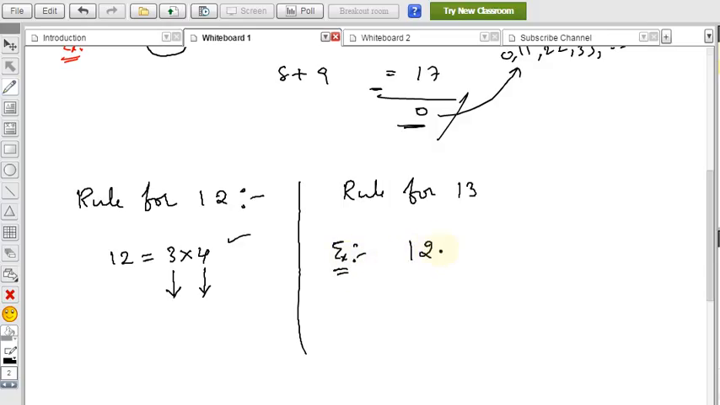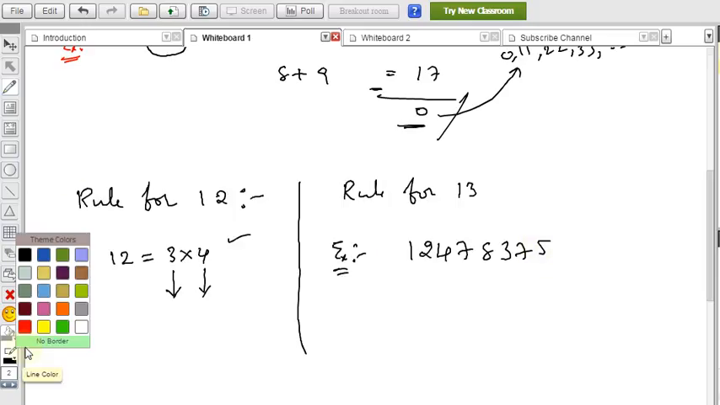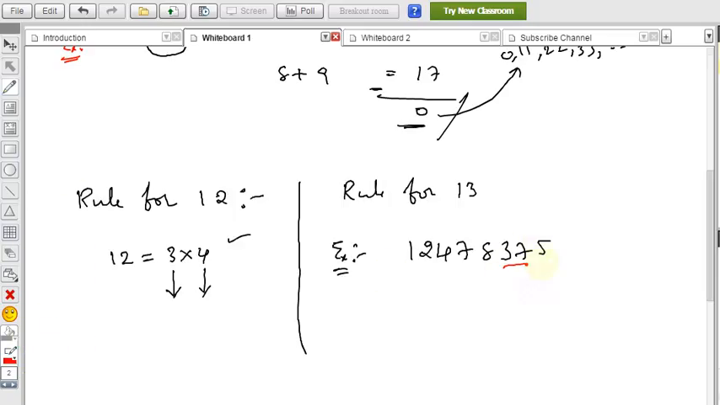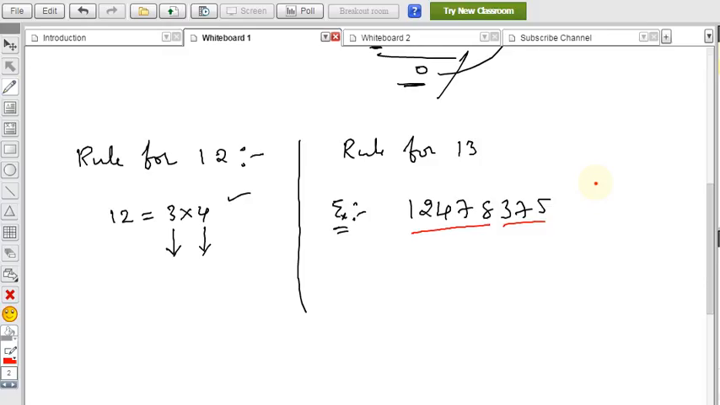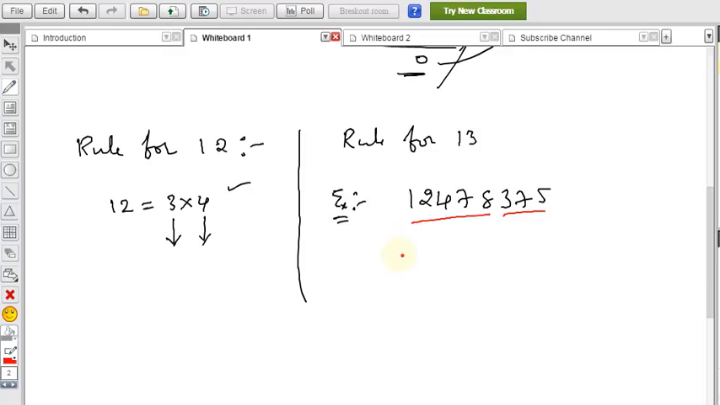One example I'll tell you: 1 2 4 7 8 3 7 5. So in this case, take the last 3 digits and the remaining numbers, and follow this subtraction method. So you'll get it easily until you get 2 digits, that is 1247 8 and 375.